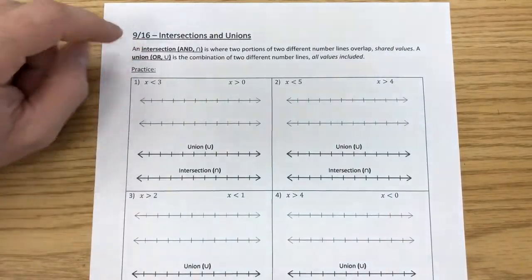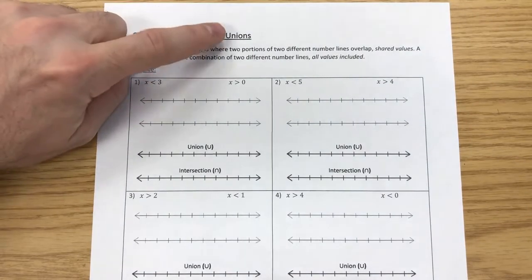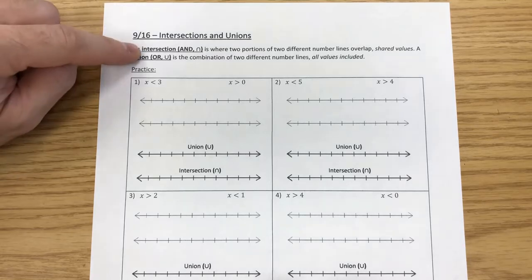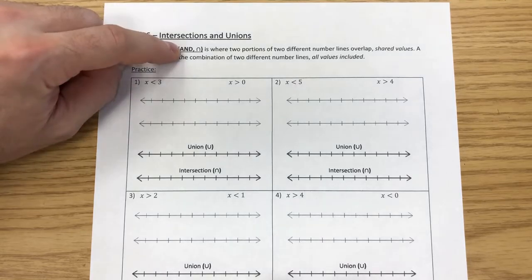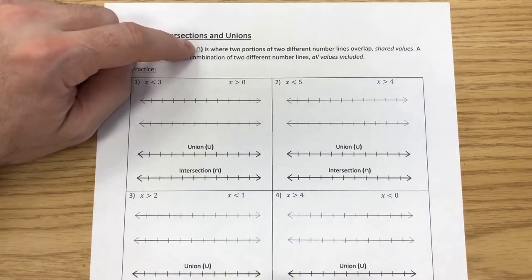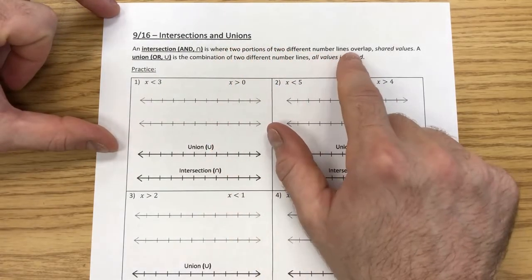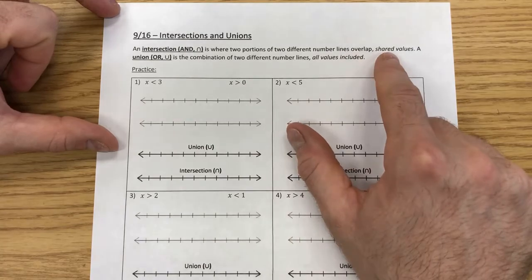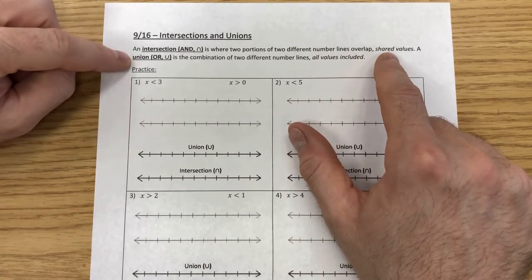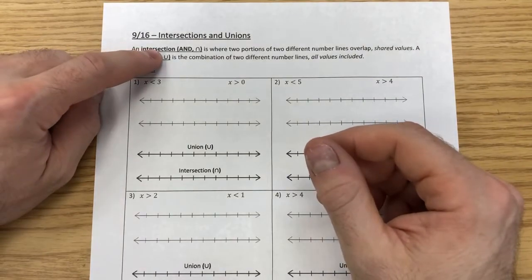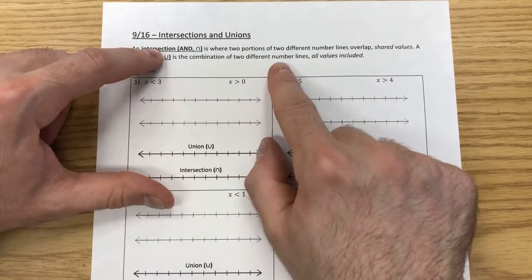So today we're going to be graphing intersections and unions, or what we call compound inequalities. An intersection is what we call an AND function, denoted by what looks like an upside down U. This is where the portions of 2 different number lines overlap, or shared values. A union is where we plug them together. It's represented by an OR function, or a U, and it's the combination of 2 different number lines where we include everything.